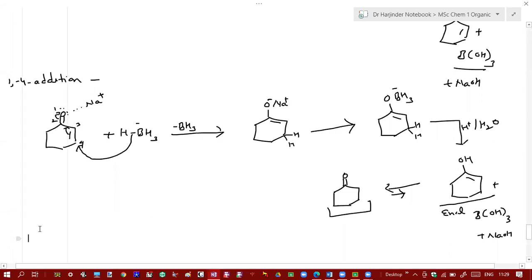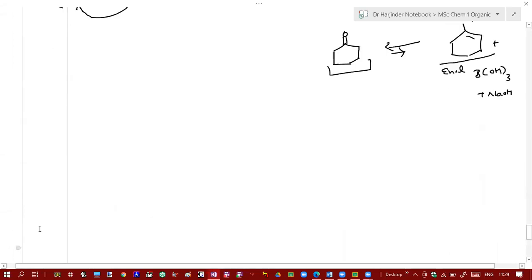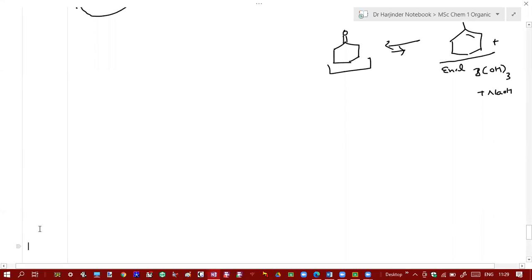Now, how can we increase selectivity with sodium borohydride? That means we want only one product with sodium borohydride. Suppose we want to reduce only this carbonyl group.